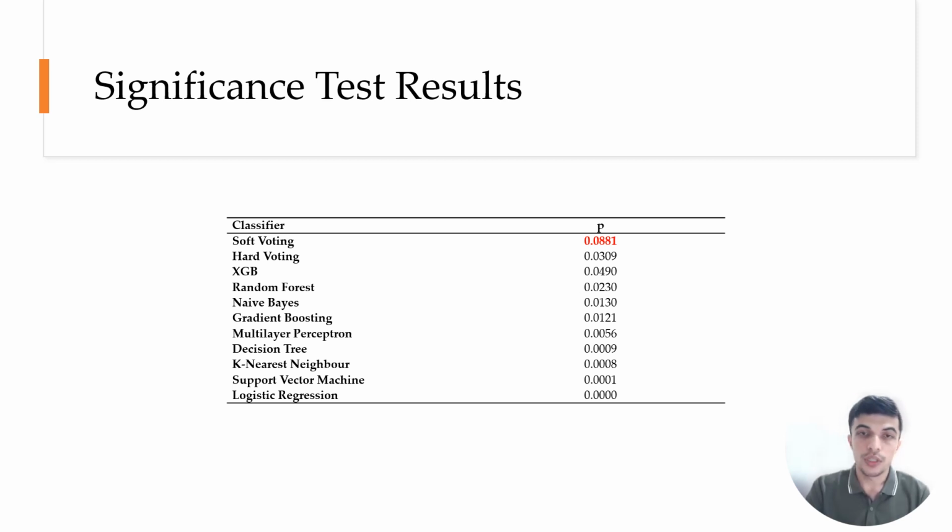The table shows that the proposed stacked ensemble performs significantly better than all the classifiers except soft majority voting. This could be due to the predictions made based on the probabilities of different classifiers rather than the mode. Anyways, the proposed stacked ensemble classifier outperforms the other ensemble classifiers.